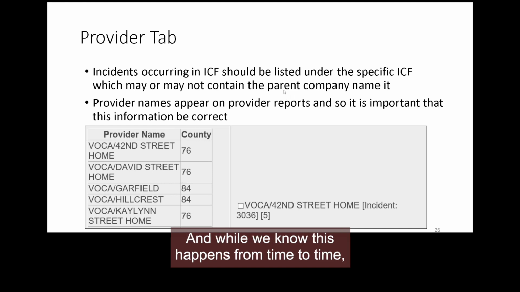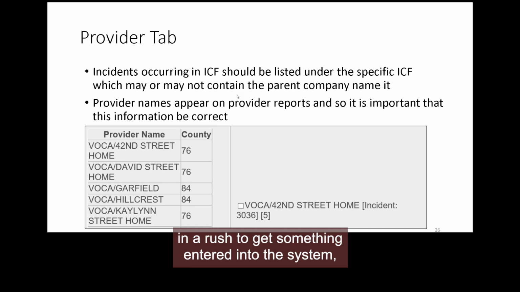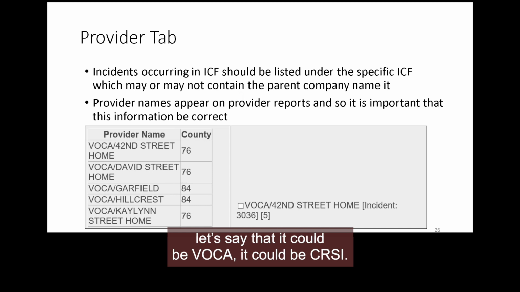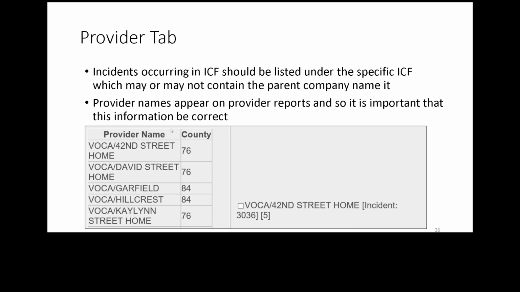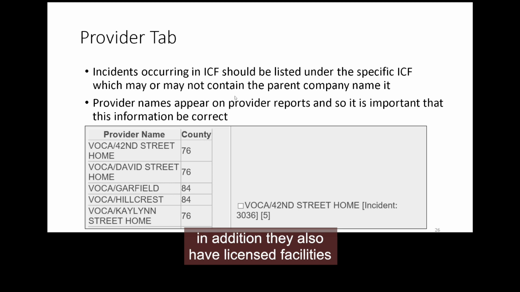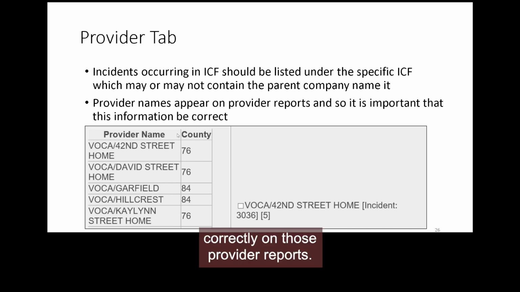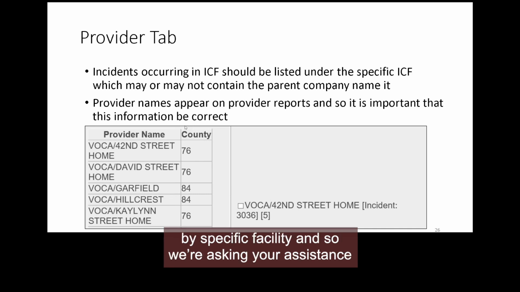And while we know this happens from time to time, where we see it happening more often than not is when the incident provider is an ICF or an immediate care facility. And so sometimes what happens is, in a rush to get something entered into the system, let's say that, it could be VOCA, it could be CRSI. CRSI happens to operate, they're certified. In addition, they also have licensed facilities, some of which are ICFs. Instead of picking the specific licensed facility, they're putting CRSI in there. And so what's happening is it may not show up correctly on those provider reports. And it's so important for providers to be able to look at trend information by specific facility.